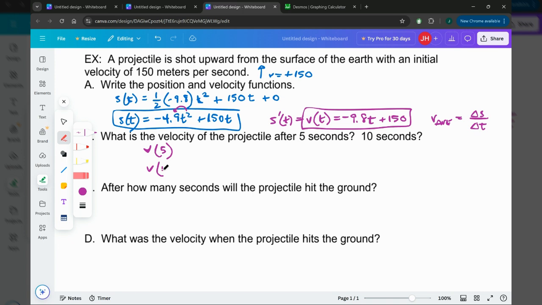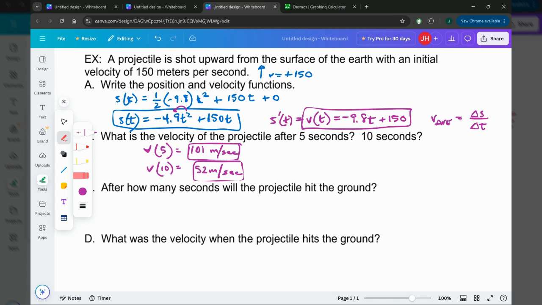It asks for the velocity at 10 seconds. So I'm going to take this negative 9.8, multiply it by 5, and then add 150. This comes out to be 101, and this would be meters per second. Okay, so it's a positive velocity. It's going into the air. Now, if I plug in 10, I'm going to get 52 meters per second. So when I went another 5 seconds, that projectile slowed down, but it's still going up into the air.